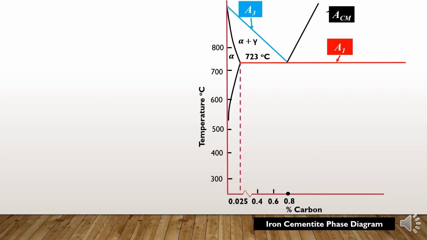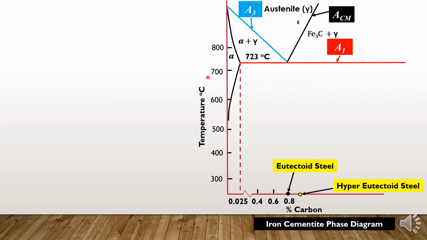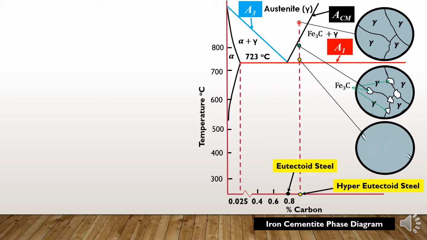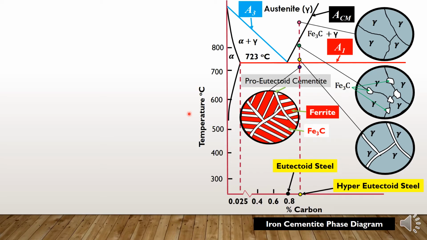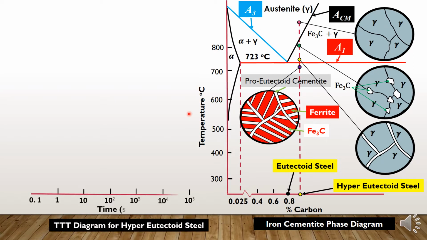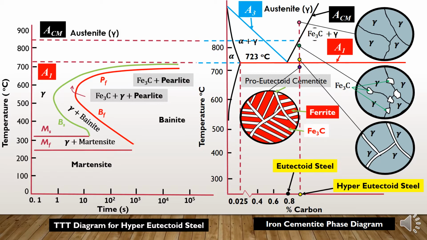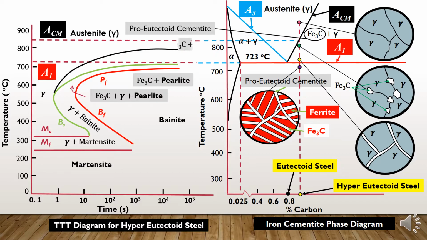In this video, initially we will consider a hypereutectoid steel and study its solidification mechanism by cooling it down from the upper critical temperature range to room temperature. Then we will construct the time temperature transformation diagram for the hypereutectoid steel and study some of its features. So friends, watch this video until the end.